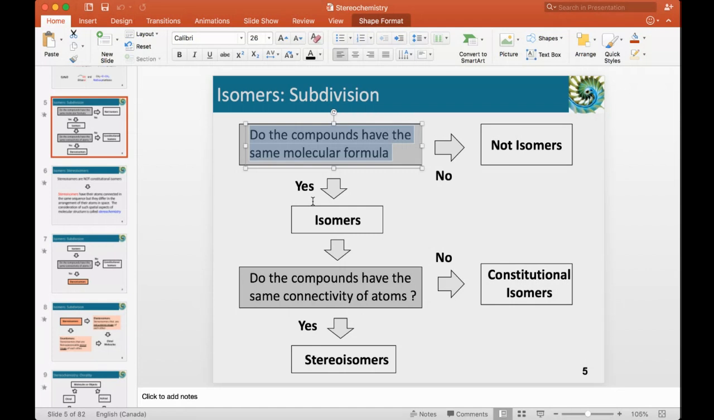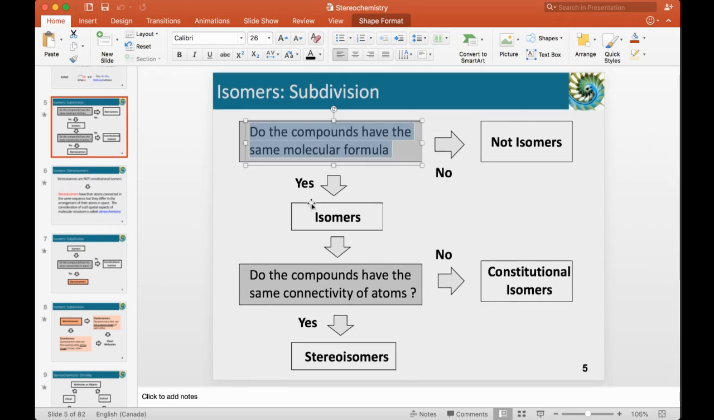Obviously, if they don't have the same molecular formula, they are not isomers, so they're just different compounds which are unrelated to one another. Isomers, of course, are also different compounds, but they have this relationship of having the same number of atoms, basically. Okay? Same for both. So isomers then are molecules with the same molecular formula, and then within isomers we have subdivisions.